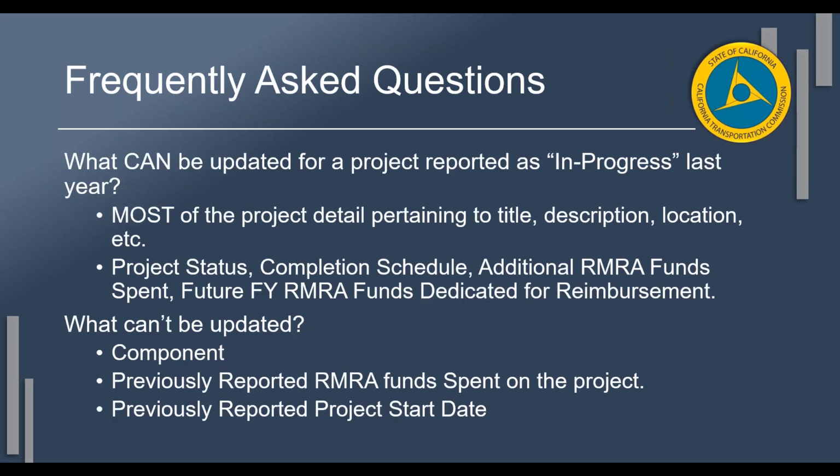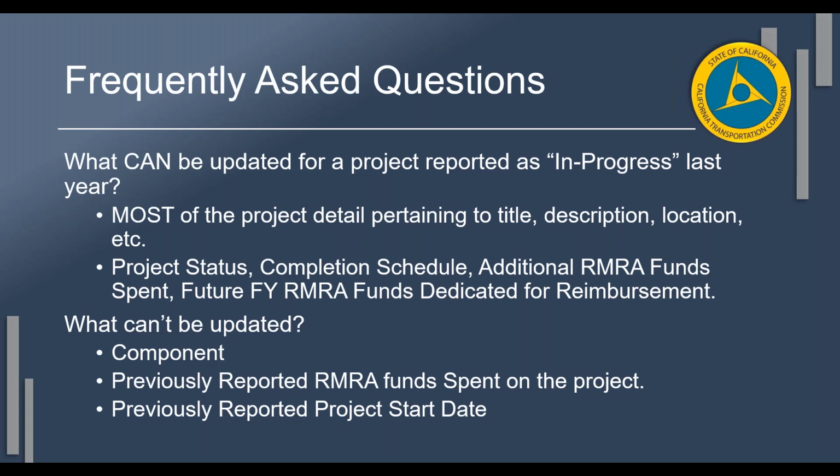What can be updated for a project reported as in progress in the last year? So again, most of that project detail pertaining to the title, description, location, etc., it's all going to be eligible for update. Project status, completion schedule, additional RMRA funds spent, future RMRA funds dedicated for reimbursement, all of that, again, still available to update.